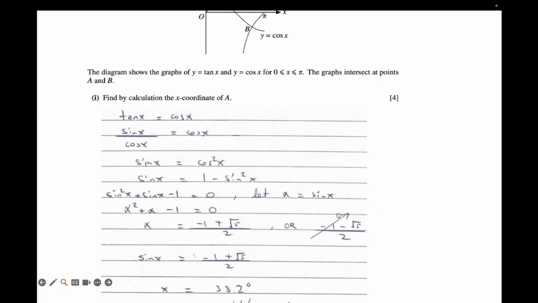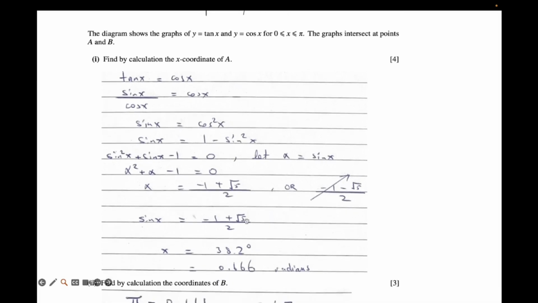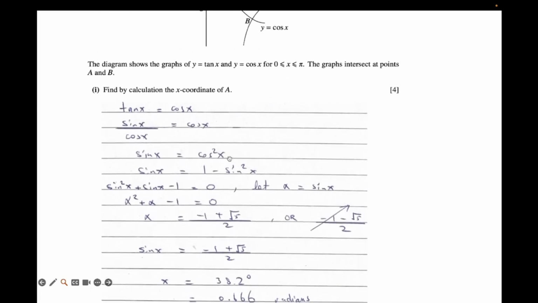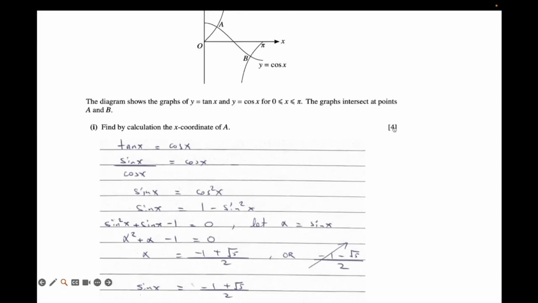The reason why we cross this one out is because this is less than negative 1. You can't evaluate shift sine of anything less than negative 1, so you ignore that. You can also tell if you do shift sine of this number, it's going to be a math error, that's why we ignore it. And that's where we get sine x is equal to this, and that's going to be x is equal to 38.2. Which you have to remember to turn into radians for 4 marks.